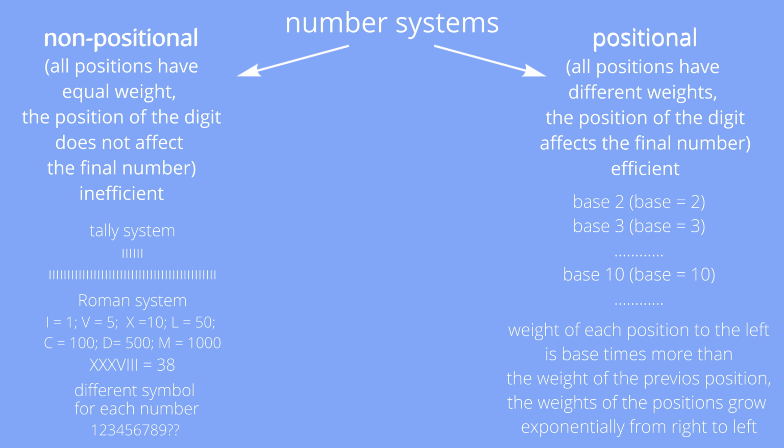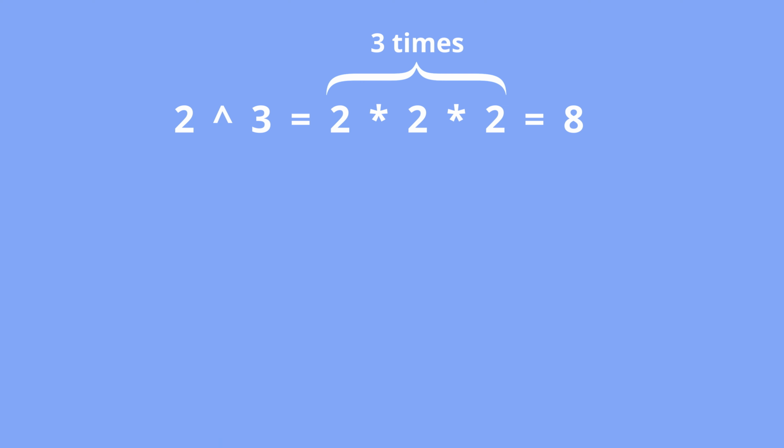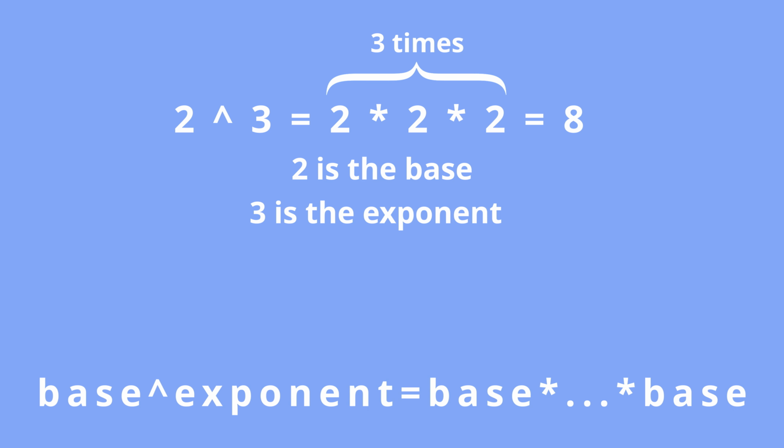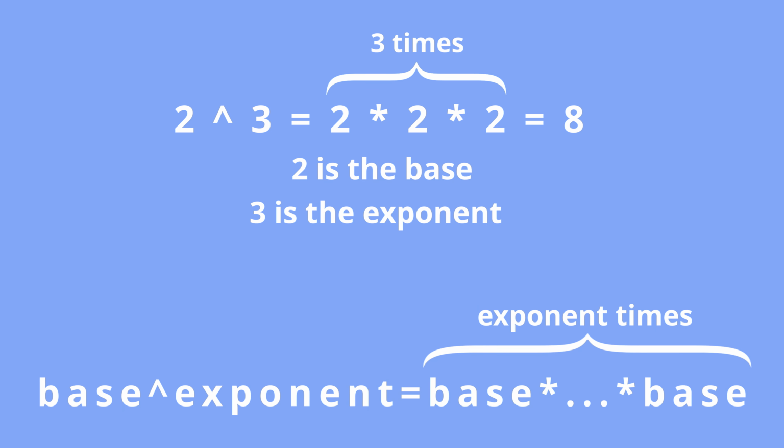But first, let's recall exponentiation. For example, 2 to the power of 3 equals 2 times 2 times 2 and equals 8. So we have 3 repeated multiplications of 2. 2 is the base and 3 is the exponent. So the general rule is, base to the power of exponent means repeated multiplication of the base as many times as the exponent is. Now let's consider the base 10 number system.